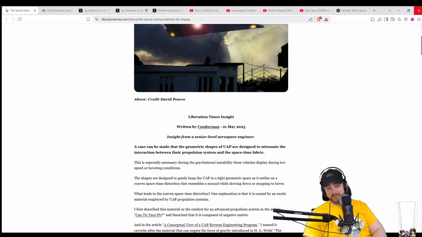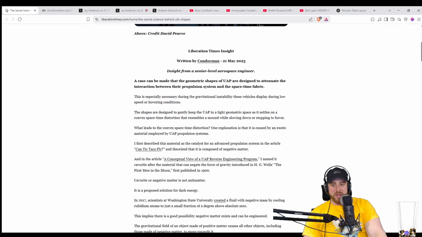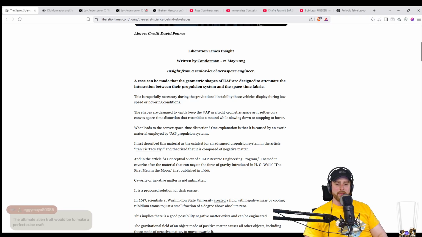Oh, see, that's far more interesting. This is especially necessary during the gravitational instability these vehicles display during low speed or hovering conditions. Who is this guy? The shapes are designed to gently keep the UAP in a tight geometric space as it settles on a convex space-time distortion that resembles a mound while slowing down or stopping to hover.